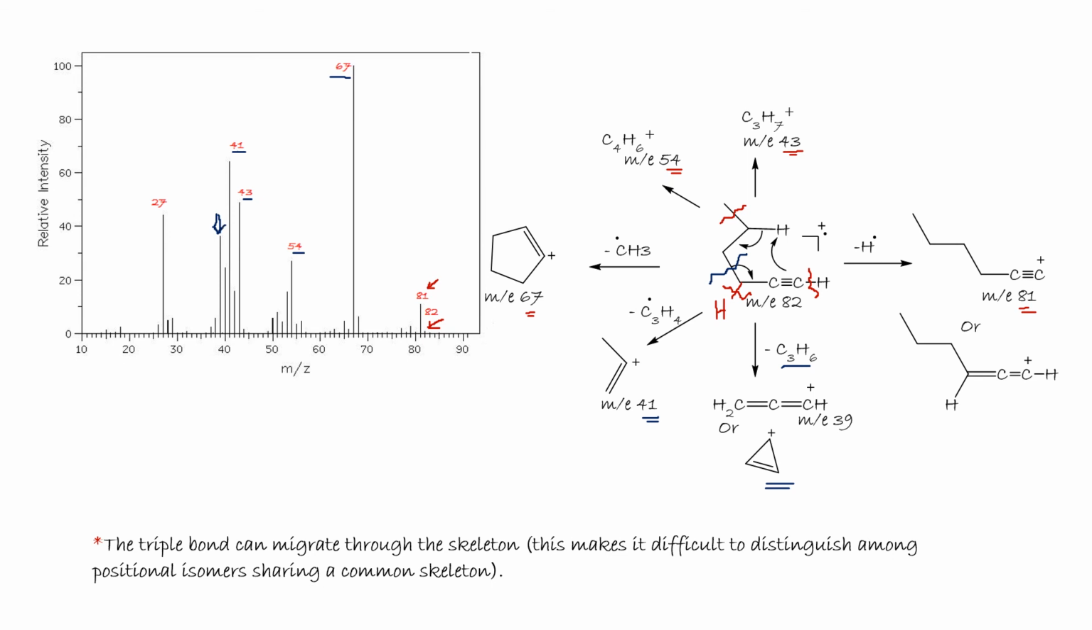Alright? But remember that in alkynes, a triple bond can migrate through the skeleton, and it's not easy to actually distinguish between different isomers using mass spec. But it's clear that we can confirm the structure as hex-1-yne from the mass spec, but the secure structure came from IR, proton and carbon.